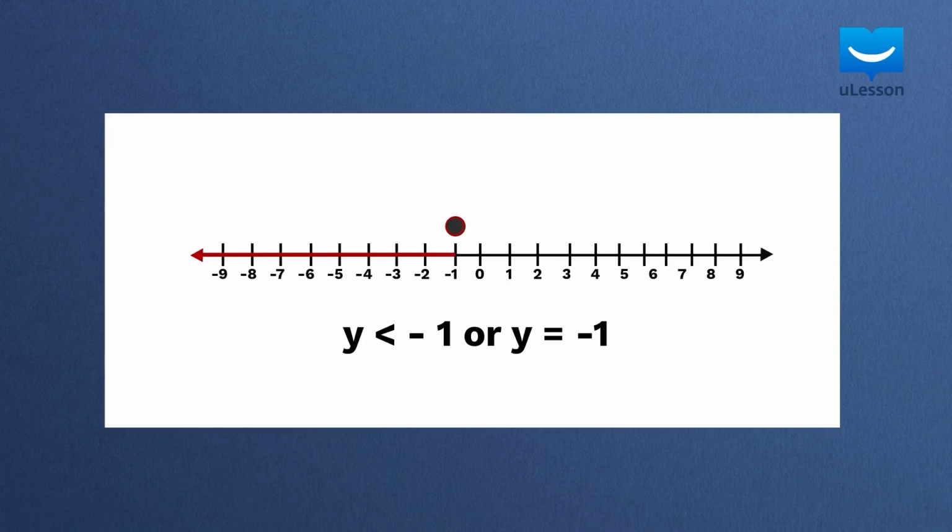If y is less than or equal to minus 1, it means y is less than minus 1 or equal to minus 1. That is, minus 1 is included. This type of inequality is represented with a shaded little circle at minus 1 with an arrow facing left, since these numbers are less than minus 1.